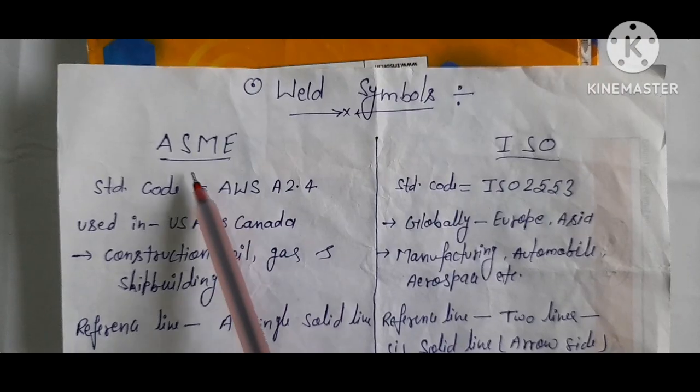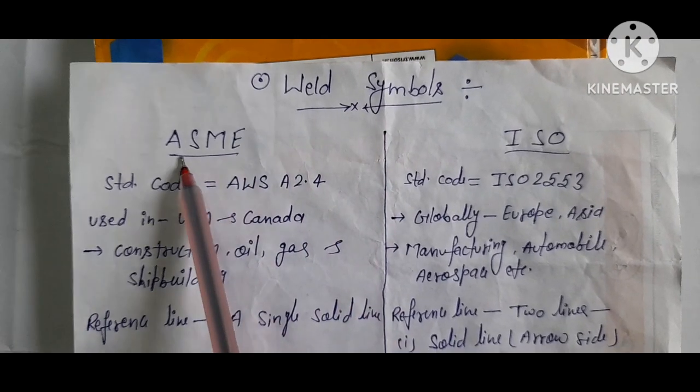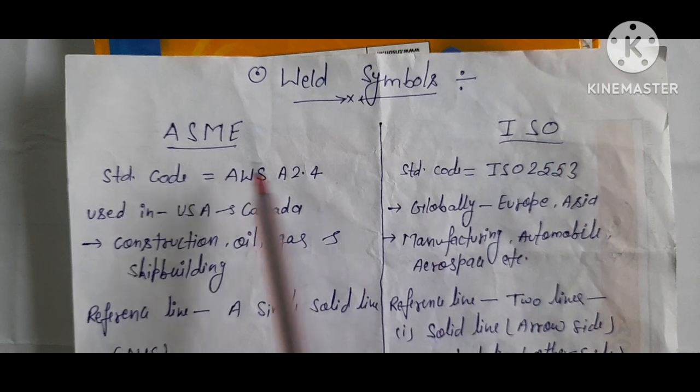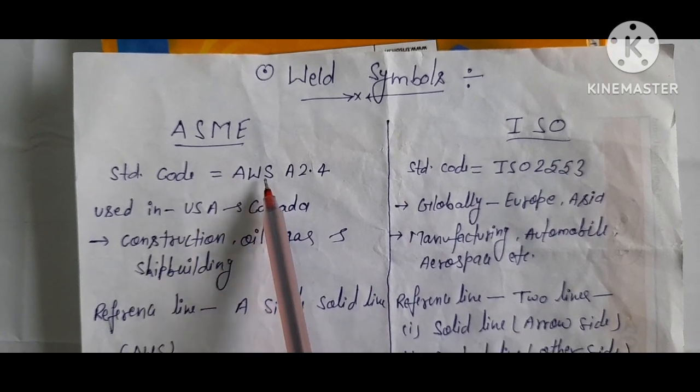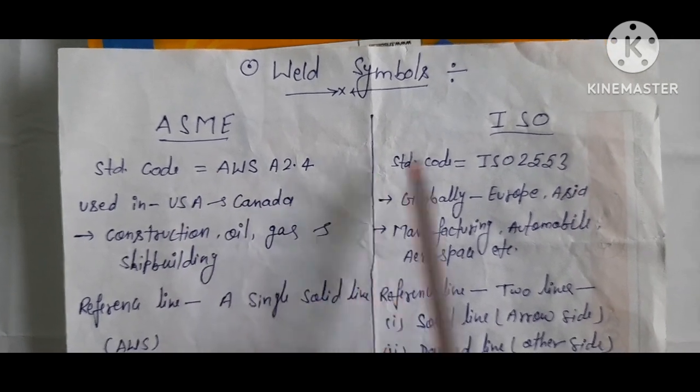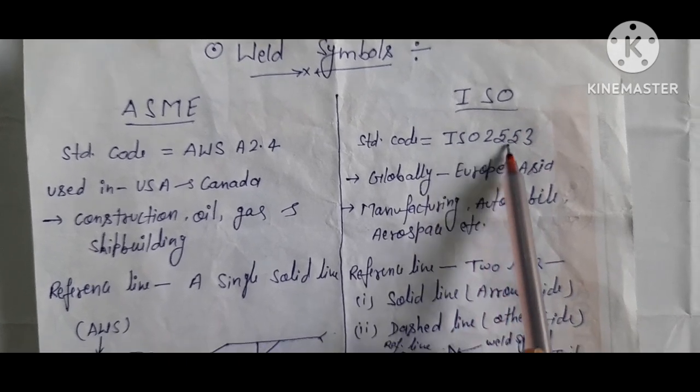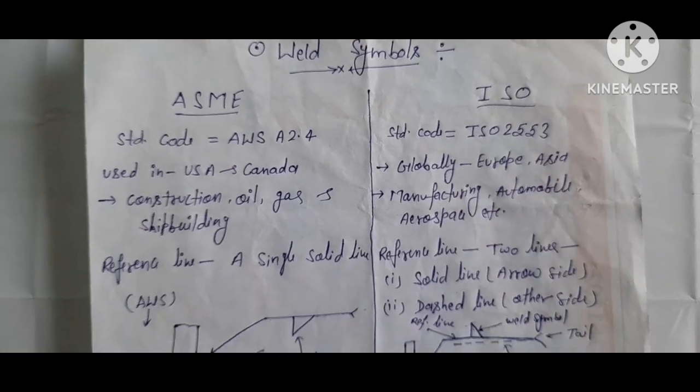I am differentiating the weld symbol in ASME as well as ISO. ASME uses standard code AWS A2.4 and ISO uses ISO 2553. This is a standard code.